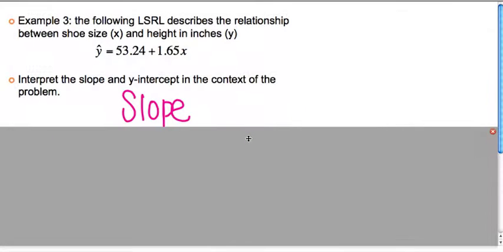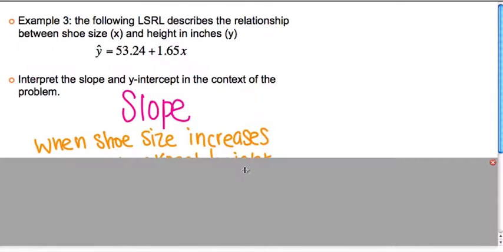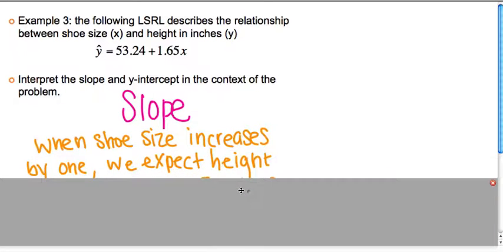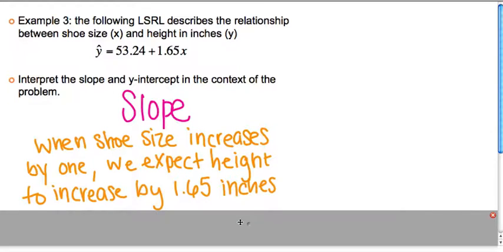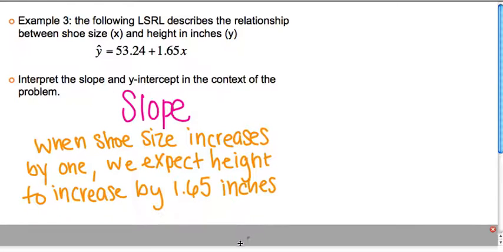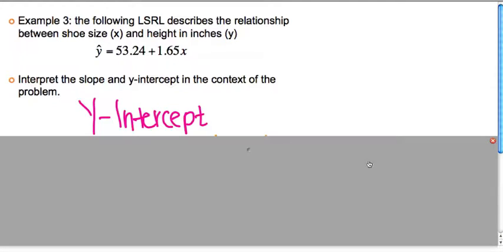Okay, let's see how you did. For slope, I said when the shoe size increases by 1, and I think the units are implied with shoe size. So when shoe size increases by 1, we expect height to increase by 1.65 inches, and I'm a bad teacher because I forgot on average. Okay, let's look at y-intercept.